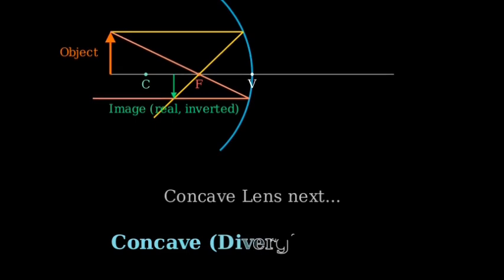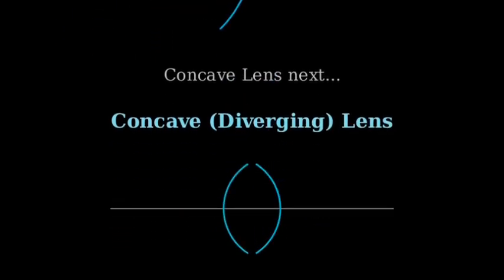For the concave lens, also called a diverging lens, we again draw the principal axis. We sketch a thin lens that is narrower in the middle and wider at the edges. We mark equal focal points on both sides of the lens, labeled F on the left and F on the right. Place the object as an upright arrow on the left.